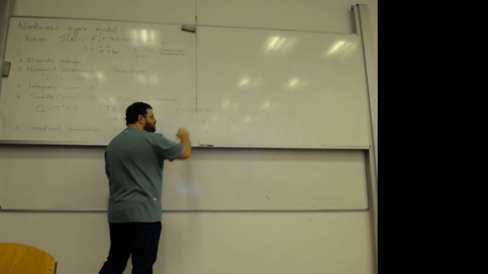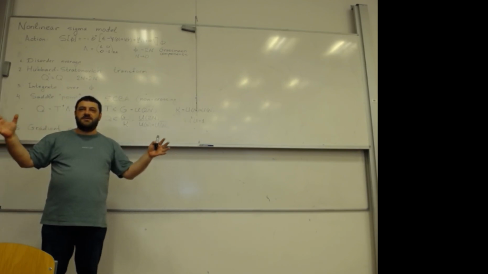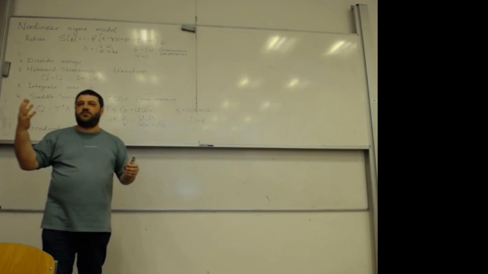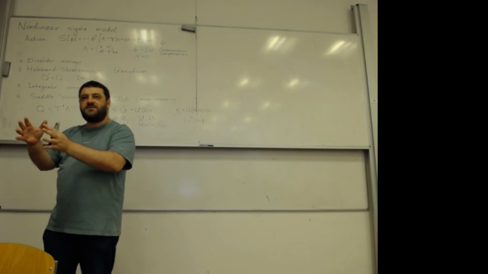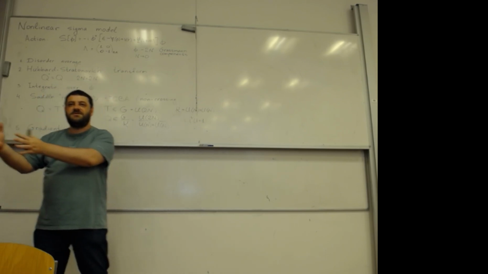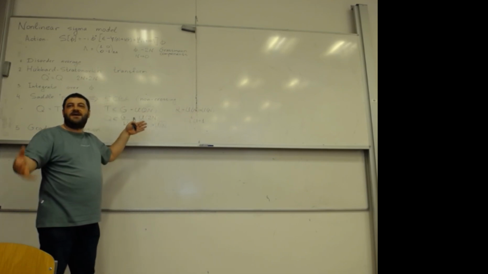And this is actually a group. A group is a set of objects on which you define the operation of multiplication. So you can multiply two unitary matrices and you get a third unitary matrix. This is a group, and this is a subgroup.